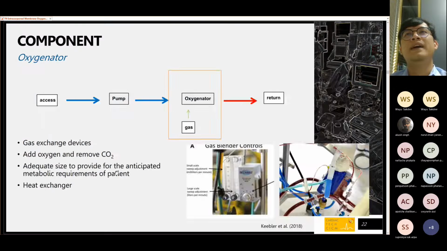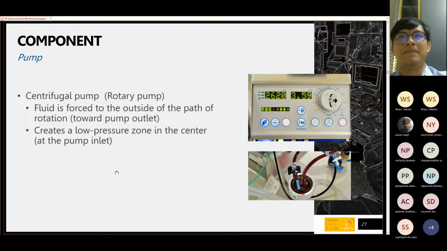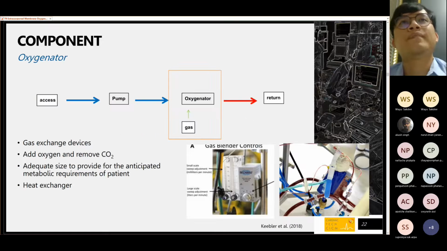So the pump flow is going to be affected by the preload and afterload. And I'm going to talk about that later in the monitoring section. So keep in mind that if we use the centrifugal pump in the ECMO, okay.